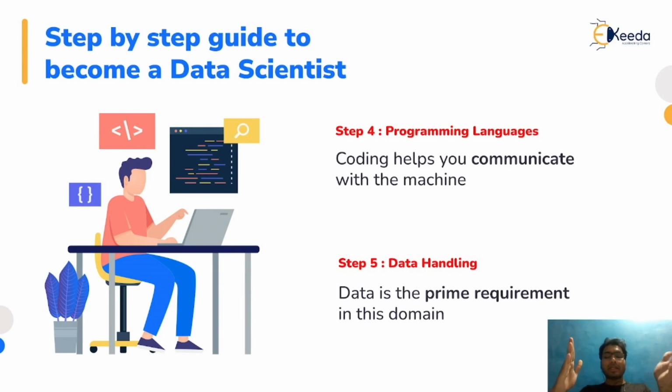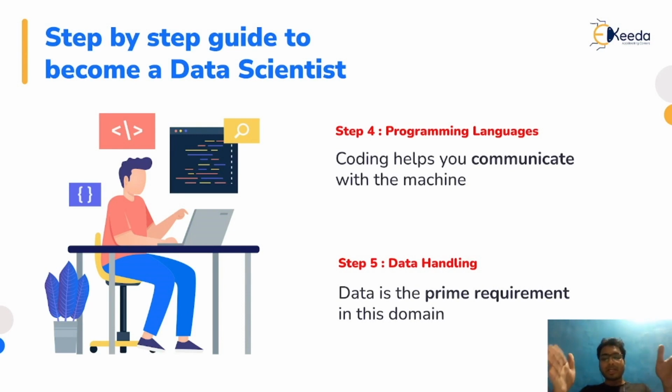So you should be very careful with your data. Data is a prime requirement in this domain of data science. When you receive data in any particular form, your next step will be to gather that data, preserve it, and transform it in a way that you are able to utilize it. So that becomes your step 5 after learning all these core skills, okay.